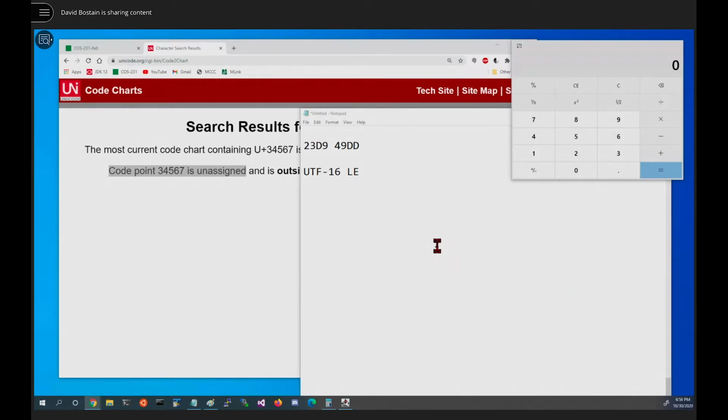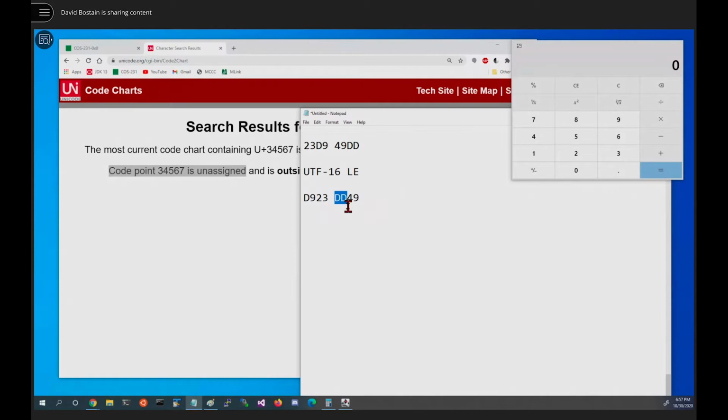Okay, how are we doing? Anybody want to tell me what the first step is? We would have to convert that to UTF-16 big endian first, right? You wouldn't have to, but ultimately we have to. Let's do it now, just like you said. So what am I going to write down? D923 DD49. Absolutely.